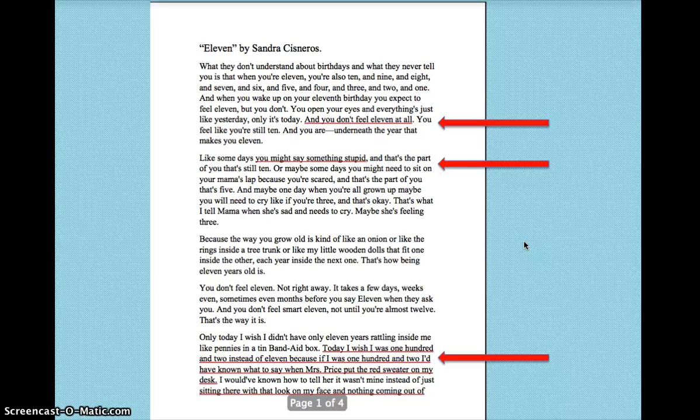So notice I'm just journaling basically about why I think the author included this sentence, why I think the author revealed Rachel's thoughts, what she's trying to tell us about who Rachel really is.